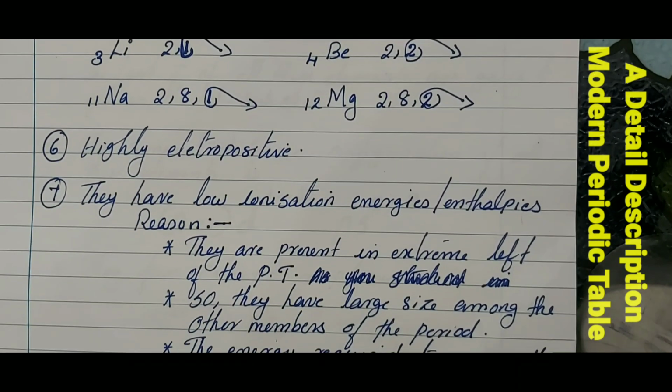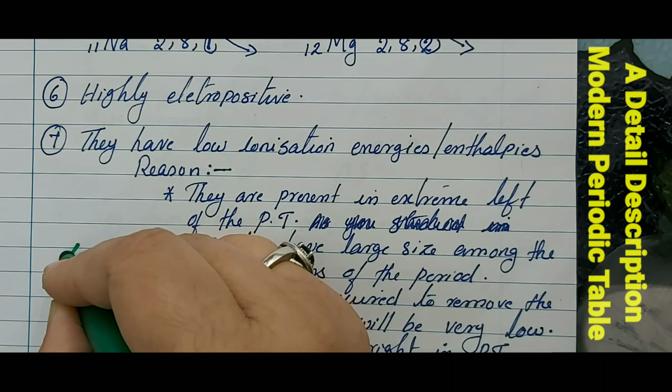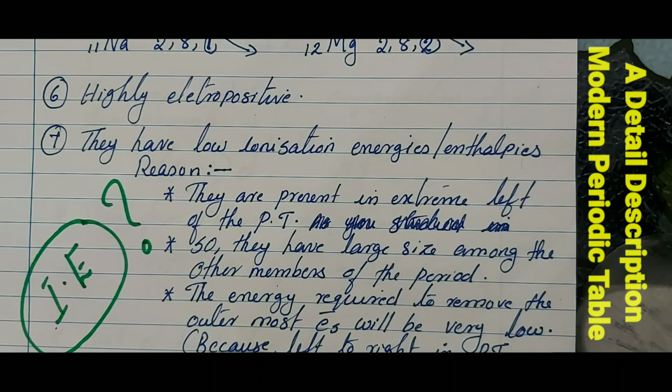Next point, that is the 7th point. They have low ionization energies or ionization enthalpies. First we'll see what ionization enthalpy is. What is ionization enthalpy? Generally we represent it as IE. It is the energy required to remove an electron from the valence shell of an isolated gaseous atom.